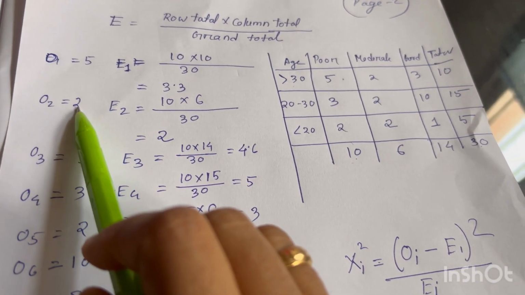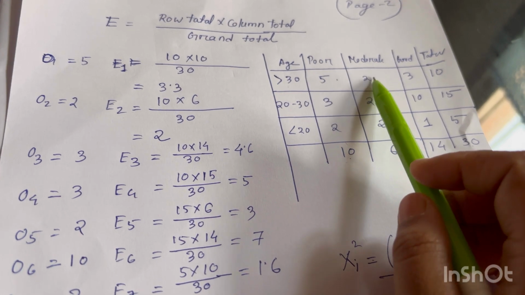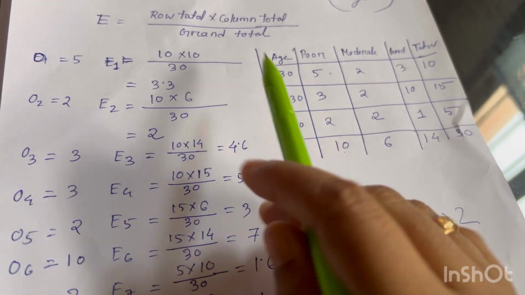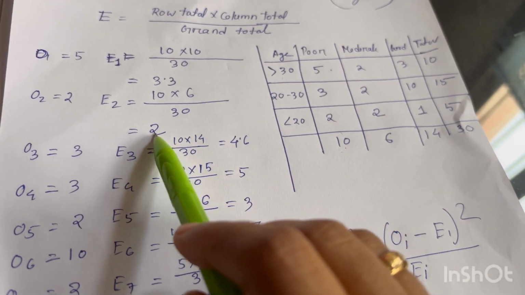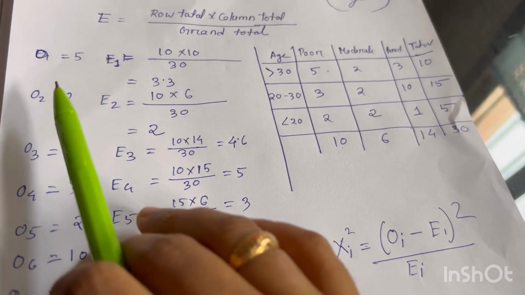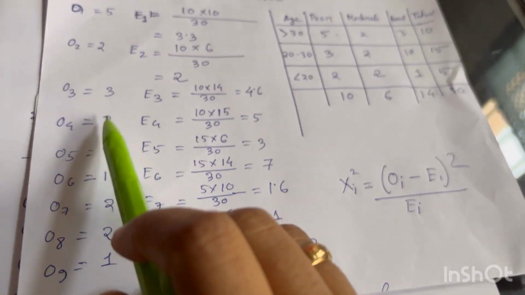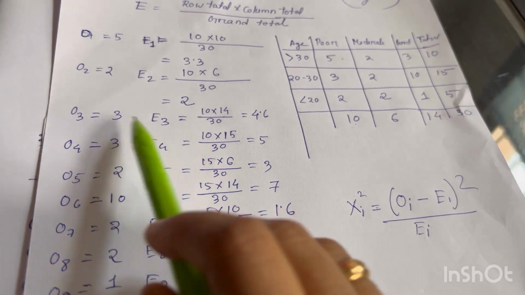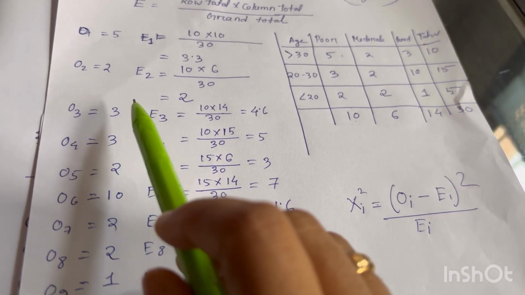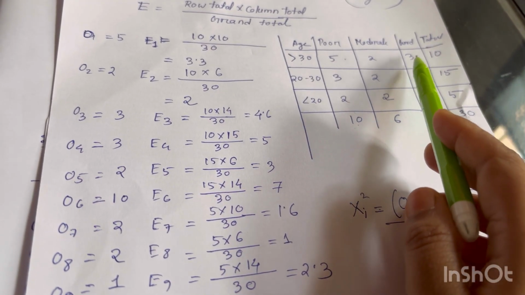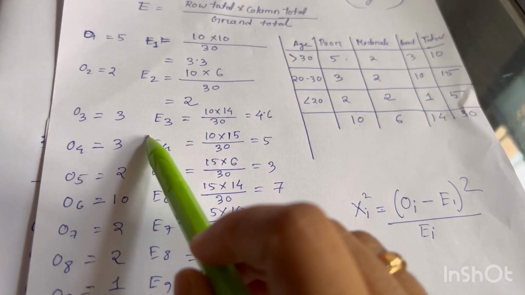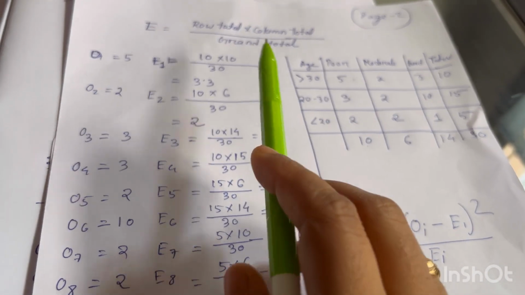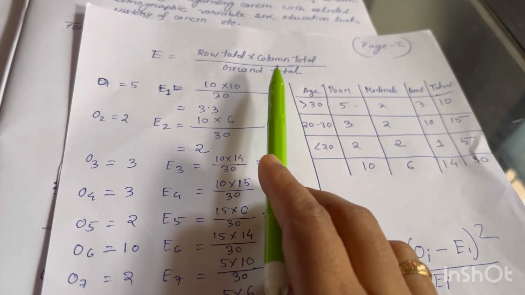What is observed frequency 2? It is 2, right? So again we will calculate in the same way, and with the result we got 2. Then again we have to calculate the expected frequency for observed frequency 3. Observed frequency 3 is 3, right? So we have to calculate the expected frequency with the help of this formula.